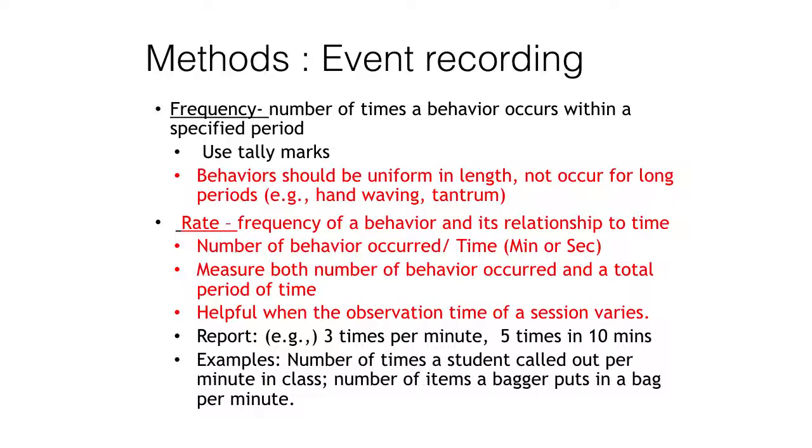Rate, this one still uses the frequency. However, you can use rate when your observation time varies across sessions. For example, you can observe your student for 10 minutes today, the next day 20 minutes, the day after you may have just 5 minutes. When your observation time varies across sessions, then you can use rate. So the frequency, the number of behaviors that occurred, will be divided by time. So when you report your data, you can say 3 times per minute or 5 times in 10 minutes. You can use this kind of form to report your rate data.